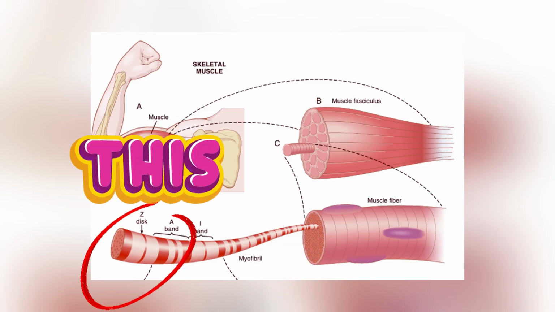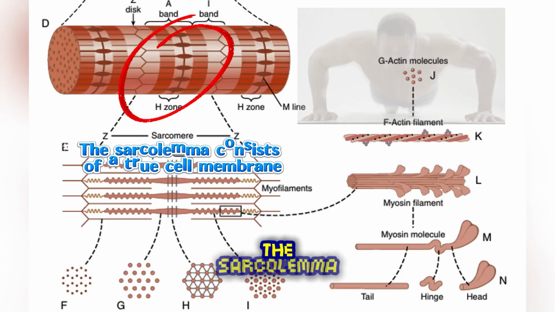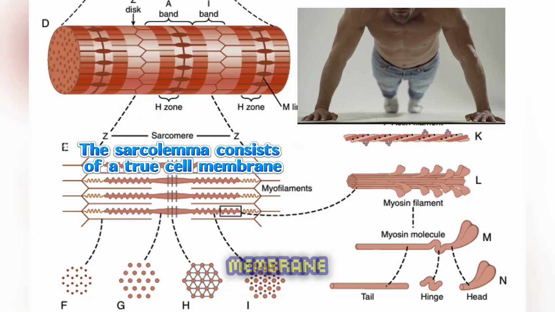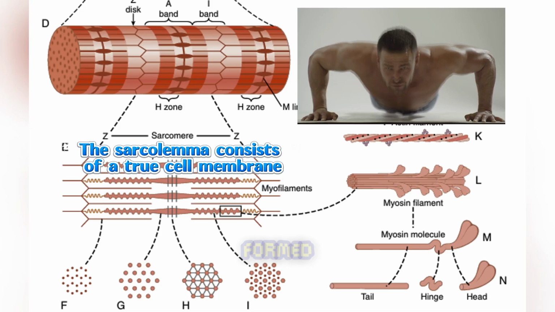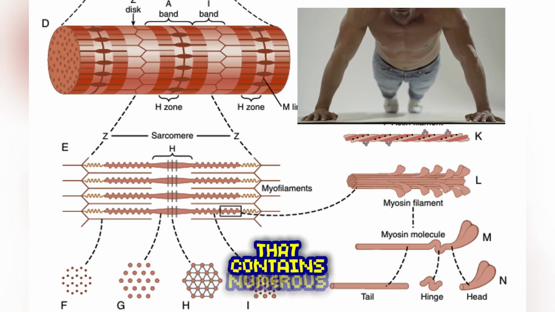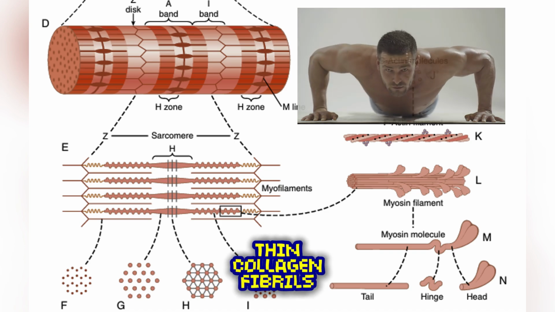The sarcolemma consists of a true cell membrane called the plasma membrane and an outer layer formed by a thin layer of polysaccharide material that contains numerous thin collagen fibrils.